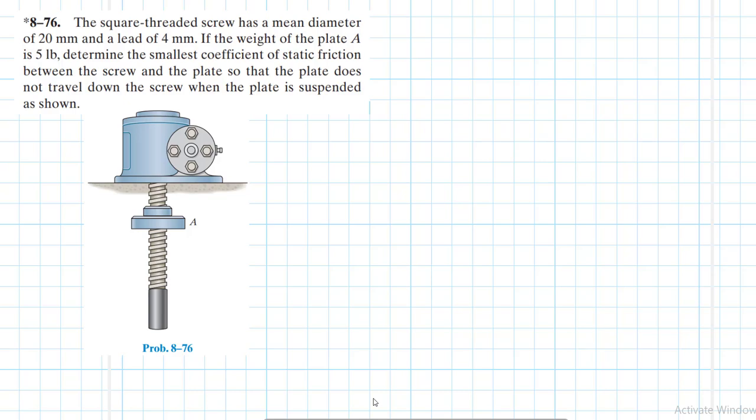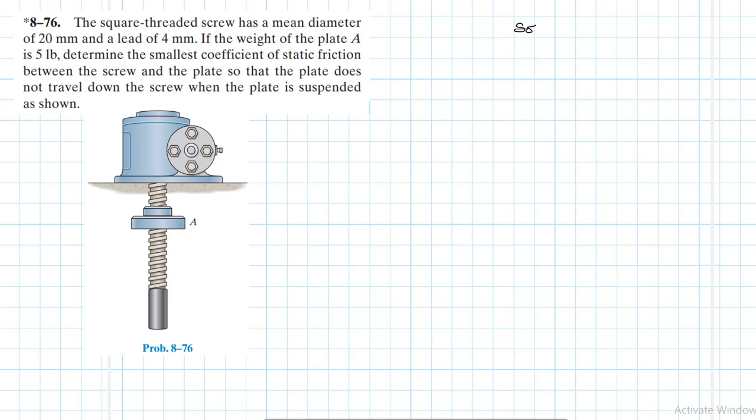The problem reads: the square threaded screw has a mean diameter of 20 millimeters and a lead of 4 millimeters. If the weight of the plate A is 5 pounds, determine the smallest coefficient of static friction between the screw and the plate so that the plate does not travel down the screw when the plate is suspended as shown.